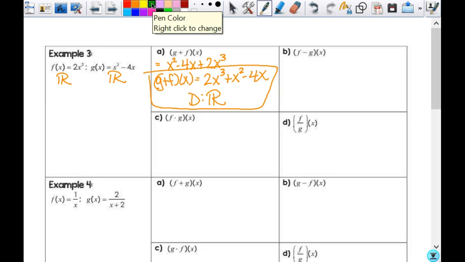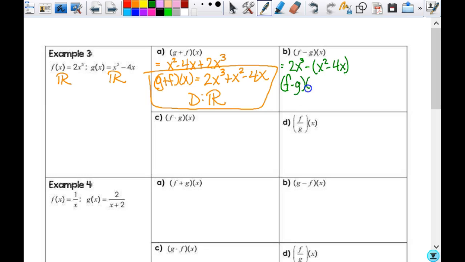F minus g is going to give me 2x cubed minus x squared minus 4x, which means that f minus g of x is equal to 2x cubed minus x squared, then what? Plus 4x. Could I factor something out here? Yes. Do I need to? No. So don't do it. Remember, don't just start doing stuff just because you can. My domain is all real numbers.